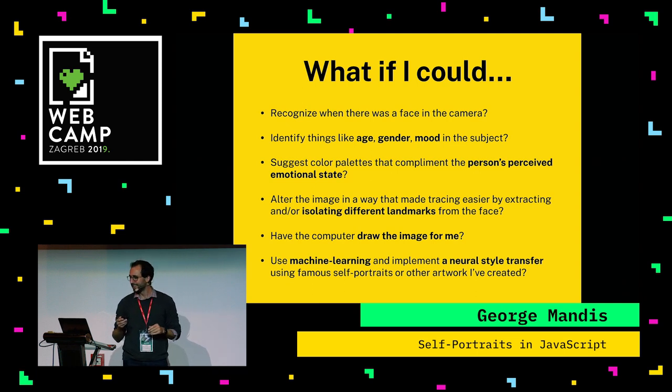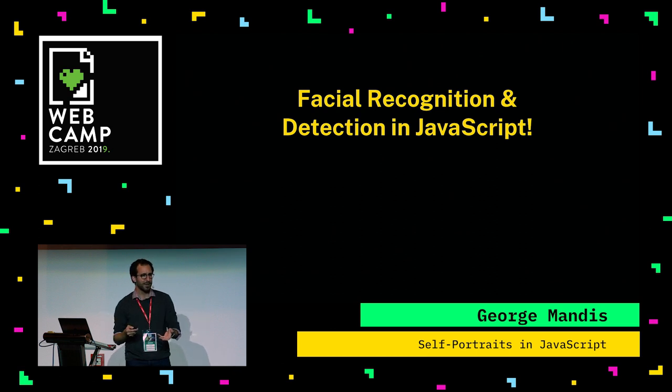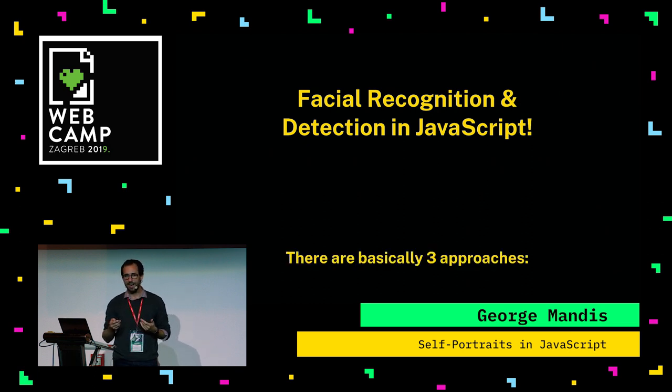And I started reading about facial recognition and detection in JavaScript, and it turned out to be really interesting. There's a lot of different ways you can go about it, and they all have their unique challenges and advantages and disadvantages. And so basically, I'm going to dive into those with you real quick and show you what they look like, show you the self-portrait tool as I made it at the end of that, and then I'm going to show you a couple other interesting things if I have time at that point.